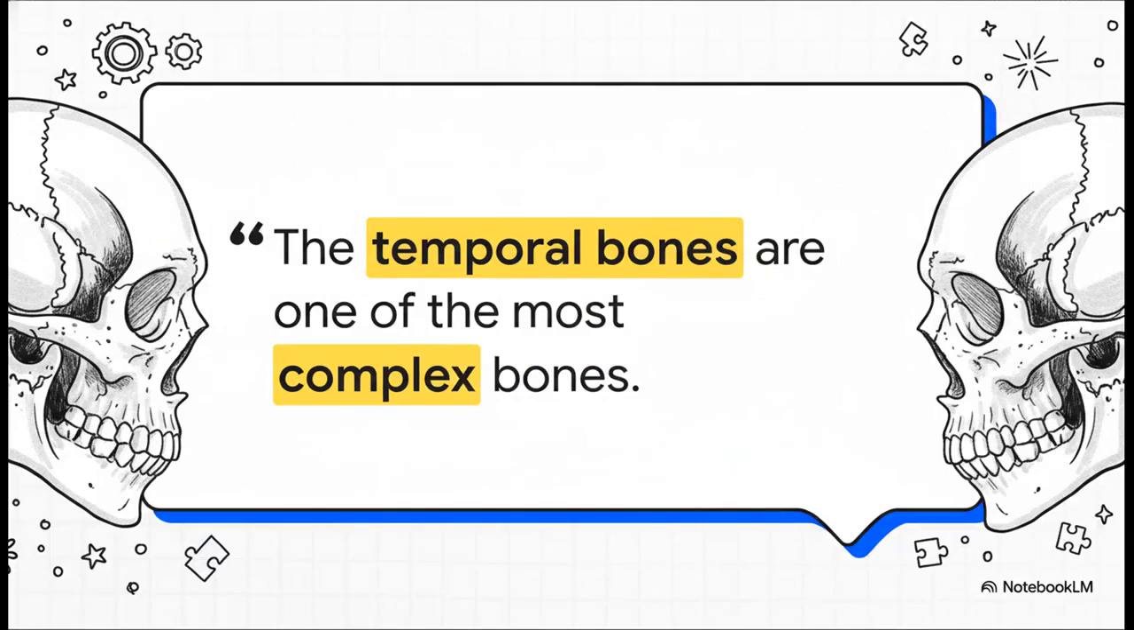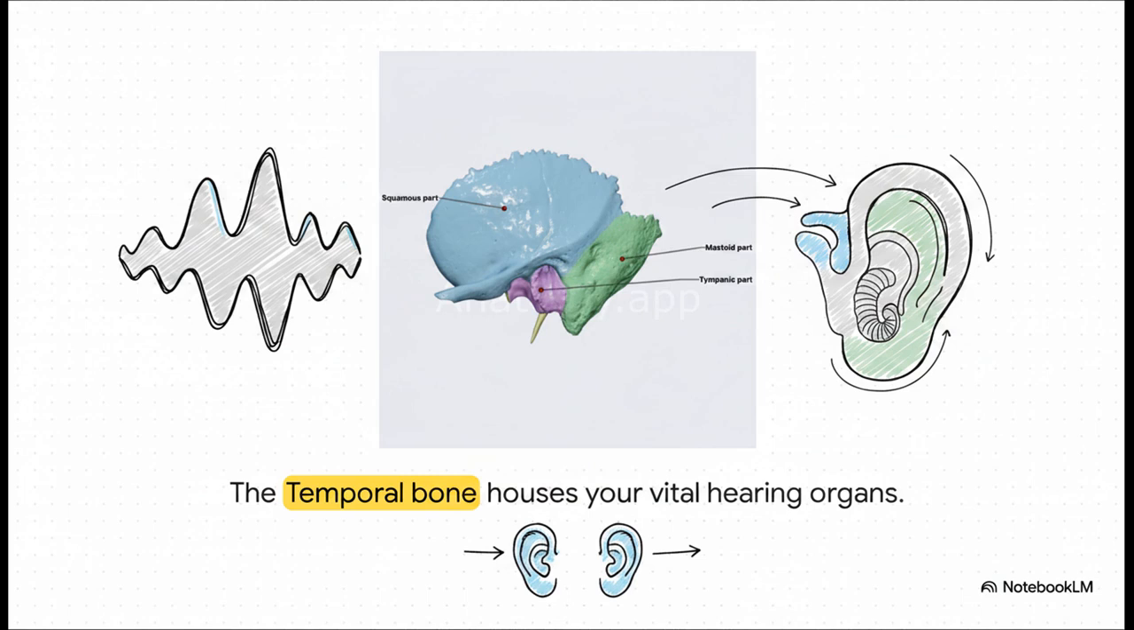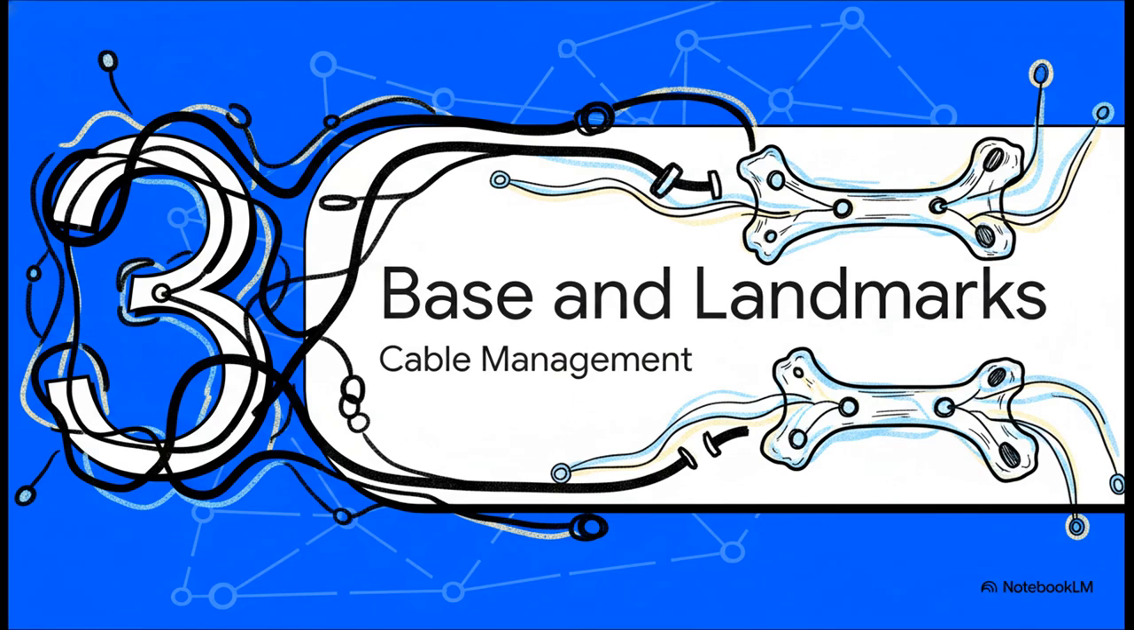But here's where it gets really interesting. If we move away from that thick shield at the front and start looking at the sides of the skull, we find some of the absolute most intricate architecture in the entire human body. Check out the temporal bone. It looks somewhat irregular on the outside, sure, but internally, it is an incredibly complex structure. These paired bones don't just form the sides of your cranial base, they actually house your middle and inner ears. That means your vital hearing and vestibular organs are completely encased right inside this very bone. Crazy, right? Which brings us perfectly to Section 3, the base and landmarks.